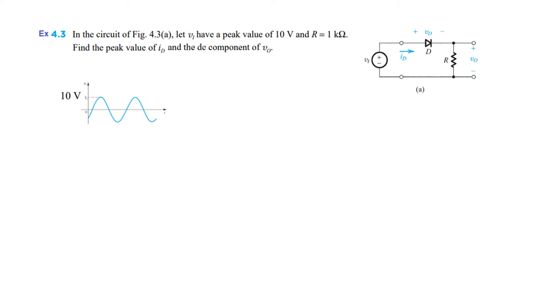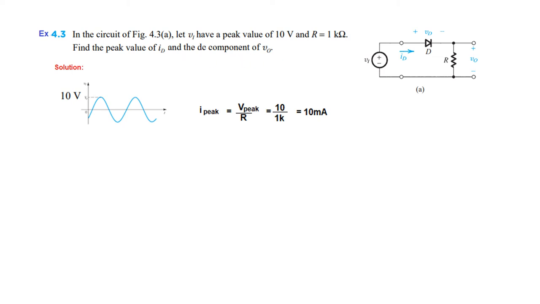And question number three: for the circuit, let V1 have a peak voltage of 10 volts. So this peak is 10 volt, and we have a resistance of 1 kilo ohm. Find the peak value of ID, that is the diode current, and the DC component of V0. So whatever V0 was, we have to take its average value. We can straight away say that I peak is V peak over R. V peak is 10 here, so 10 over 1 kilo is 10 milliampere. That is the first part.